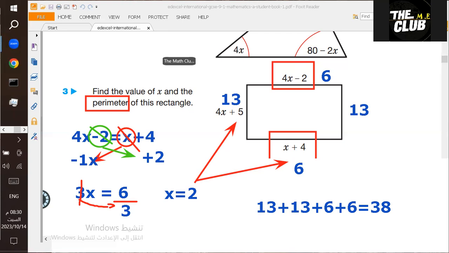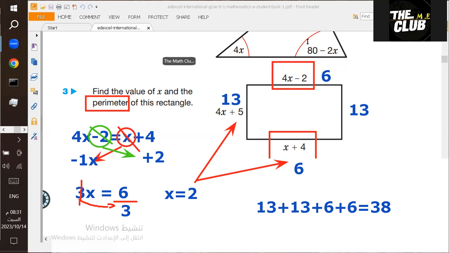Okay? And then after that, we found the value of what? The value of the sides. And then we added all of them together to get 38. And this is the idea of question 3. So we found the value of x, and then we found the value of the perimeter. That's the idea. Find the value of x. That's the idea of question 3.